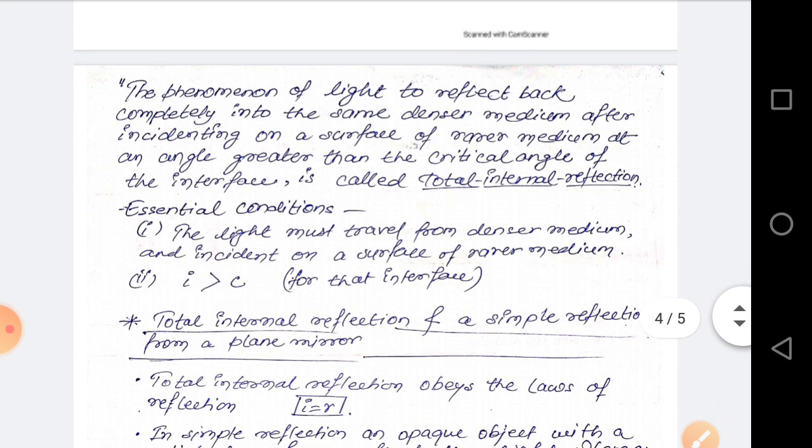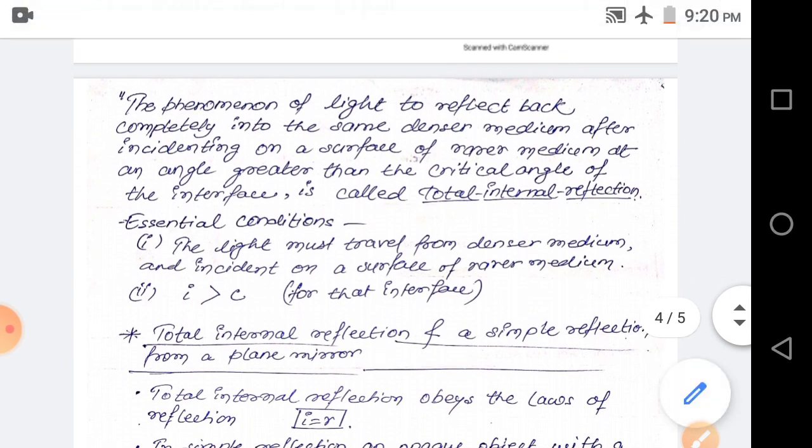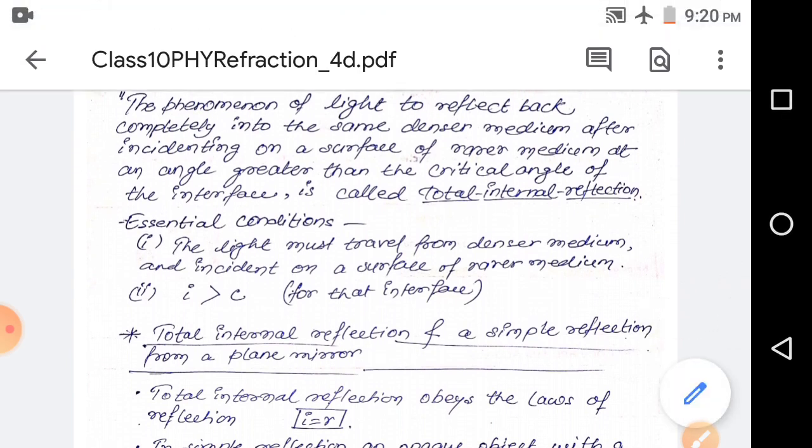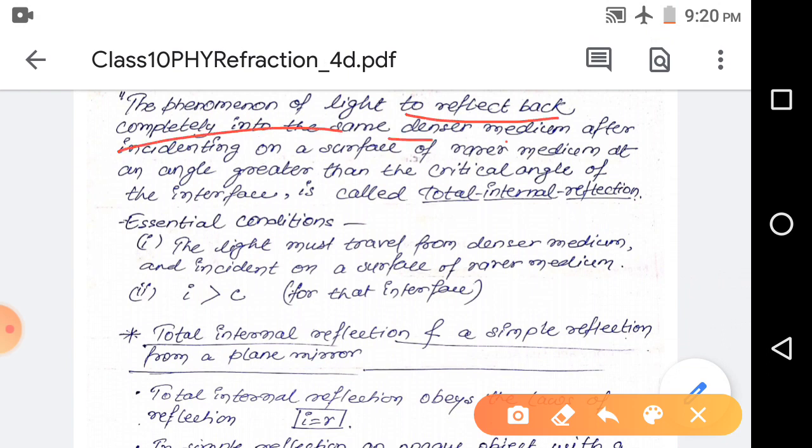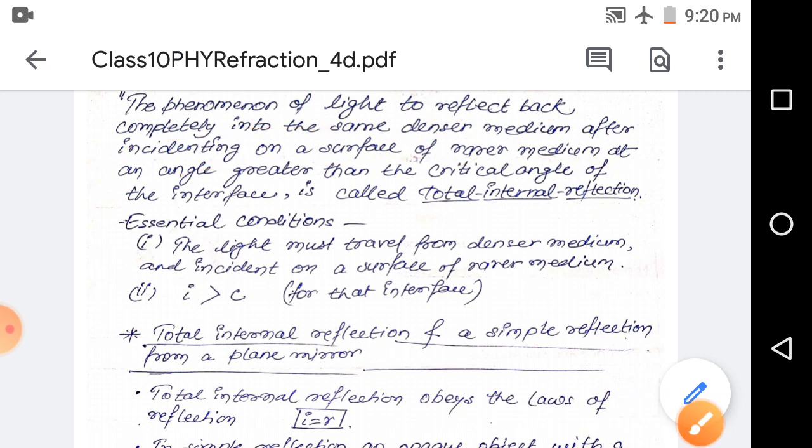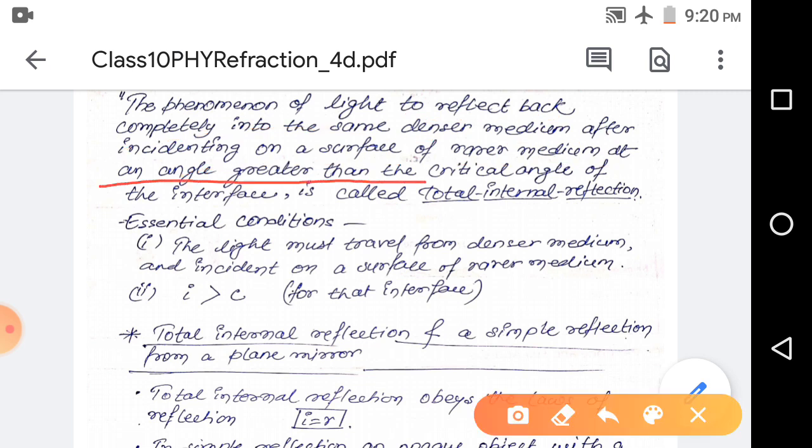The phenomenon of light to reflect back completely into the same denser medium after incidenting on a surface of rarer medium at an angle greater than the critical angle of the given interface is called total internal reflection. That means the phenomenon is called total internal reflection.